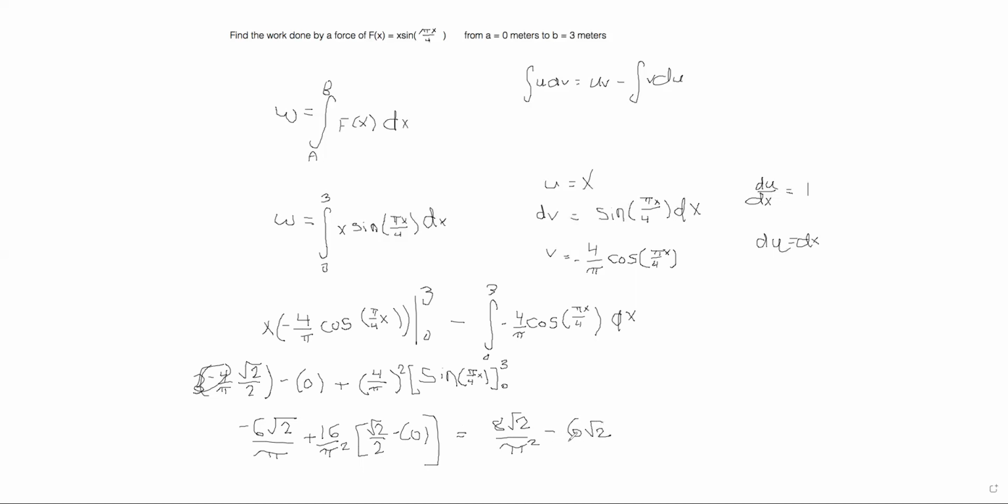If we had just a pi instead of a pi square in the first fraction, we could combine them, but we're not going to worry about that. We're not going to trip over the semantics. This as an answer is perfectly okay. Okay, so that is the work done by a variable force, starting at 0 meters and then ending at 3 meters.